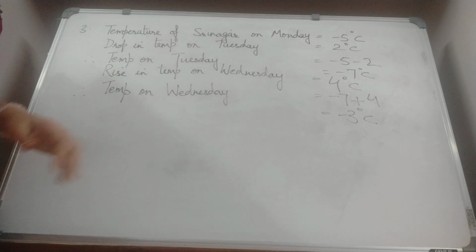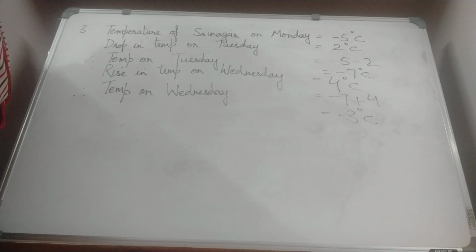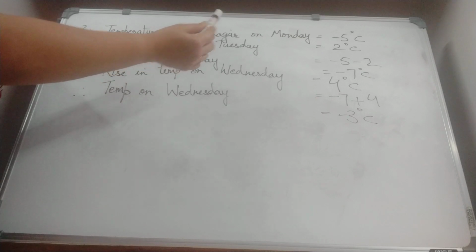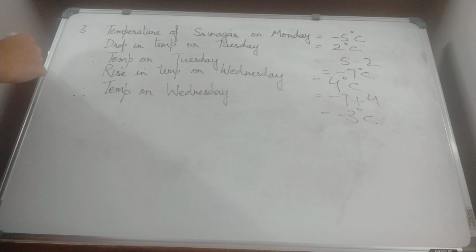Okay, now, question 3, if you open your book, it says temperature. Now please listen to this very carefully, this is important. At Srinagar, temperature was minus 5 degrees Celsius on Monday and then it dropped by 2 degrees on Tuesday. So the temperature of Srinagar on Monday is given to be minus 5 degrees Celsius. Now drop in temperature on Tuesday is 2 degrees Celsius. Drop means obviously you have to subtract.